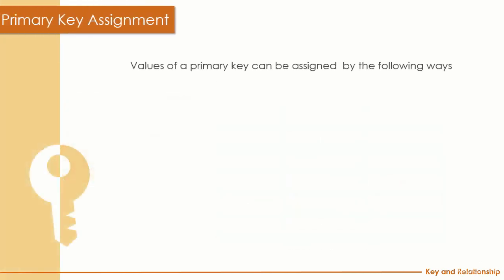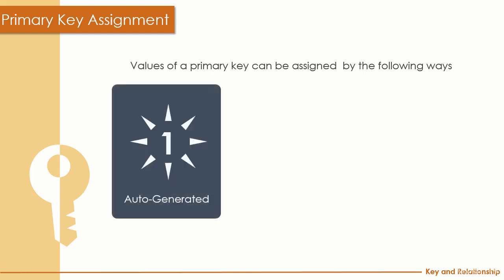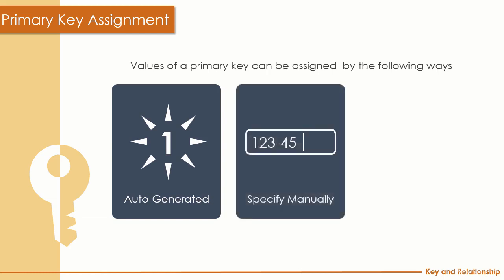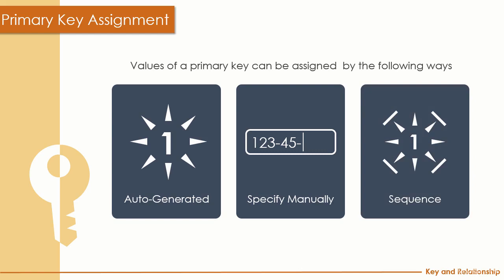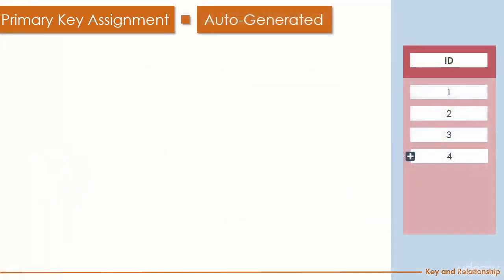Regarding the primary key, we also need to think about how to assign the value to it. Basically, there are three popular approaches. You can use a computer-generated ID, you can specify the ID manually from your program, or you can use a sequence. Let's take a look at each.